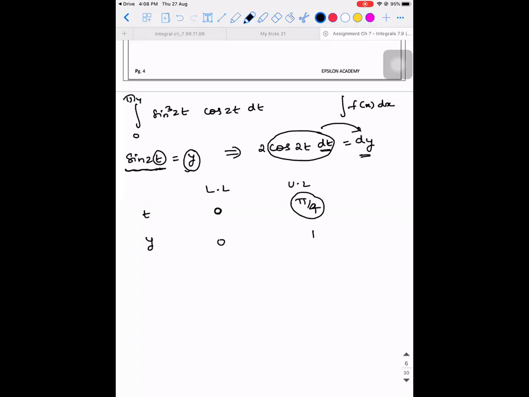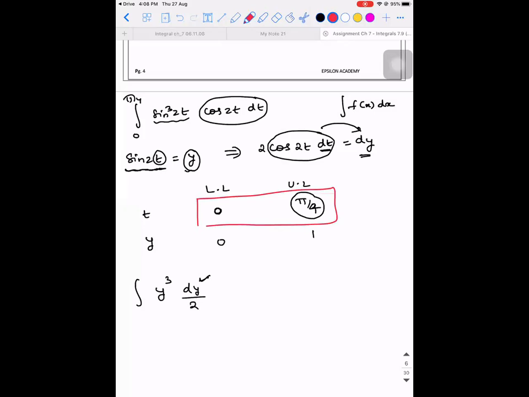So what is the meaning? Integral of sine cube 2t means in the place of sine 2t, I'm going to write y. So y cube. In the place of cos 2t dt, I will write dy divided by 2. But since I'm integrating with respect to y, do I need to use the limits in the red color or the limits in the yellow color? Yes, you need to use the limits in the yellow because you are integrating with respect to y, 0 to 1. Are you guys able to understand?